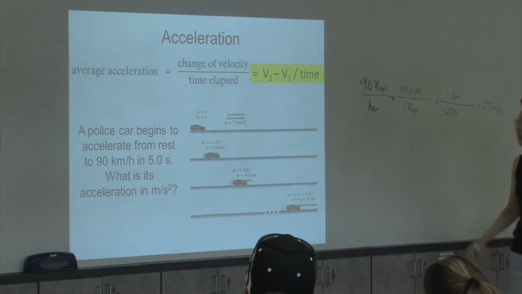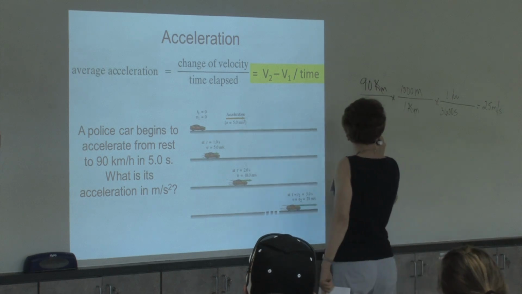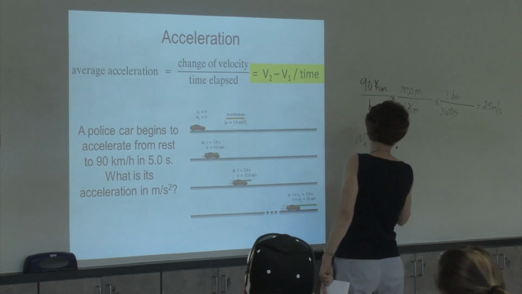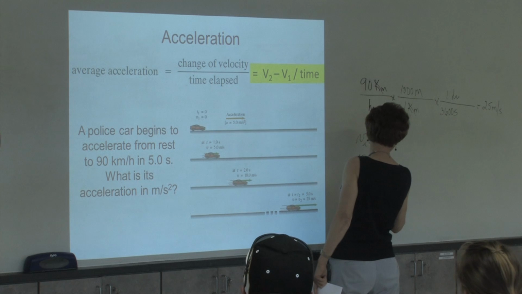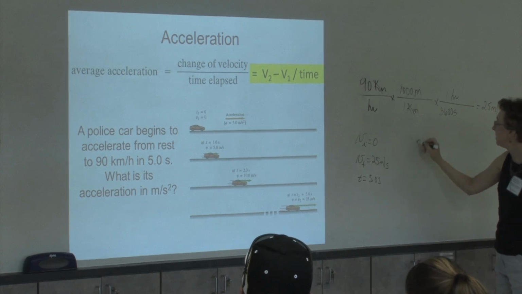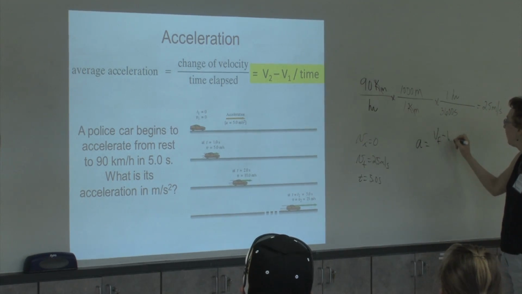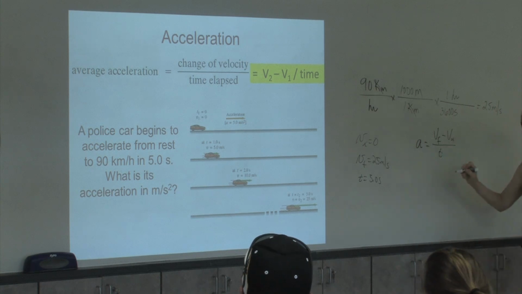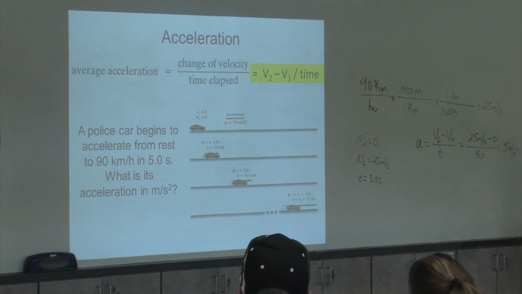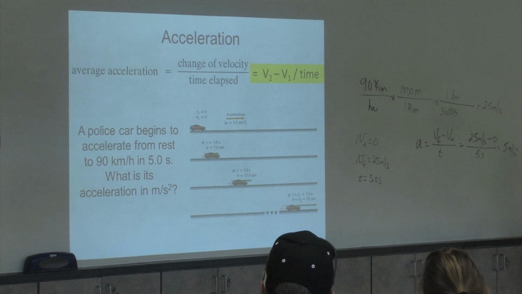What's his initial speed? Okay, so I have V initial is 0, V final is 25 meters per second. My time is 5 seconds. And then I can calculate the acceleration. So acceleration is equal to V final minus V initial over the time. So that's 25 meters per second minus 0 over 5 seconds. Five meters per second squared. Everyone get that? Okay.